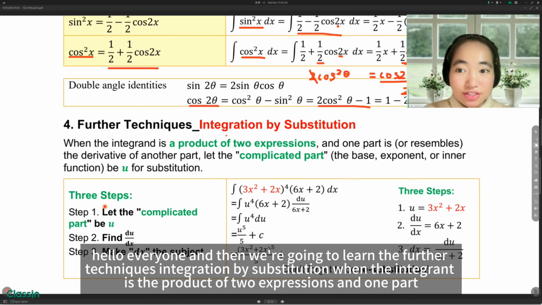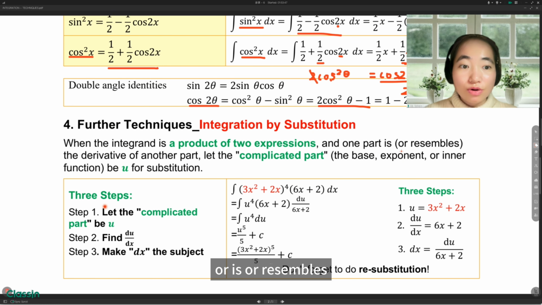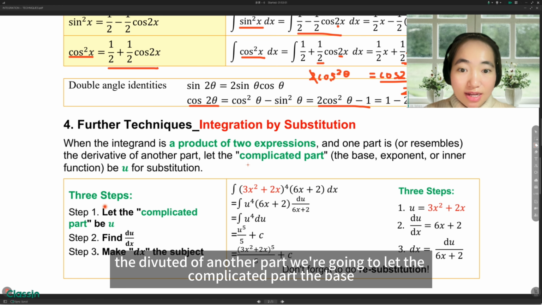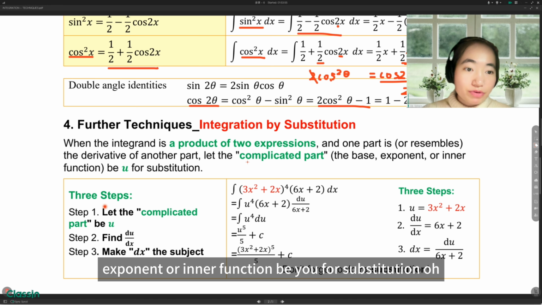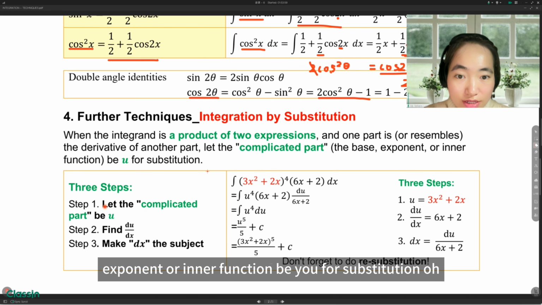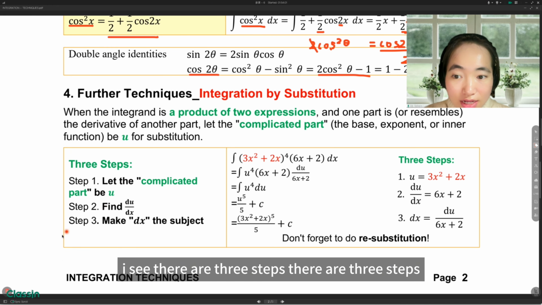Hello everyone, and then we're going to learn the further techniques, integration by substitution. When the integrand is the product of two expressions and one part is or resembles the derivative of another part, we're going to let the complicated part, the base, exponent, or inner function be u for substitution. What does it mean? Let's see.